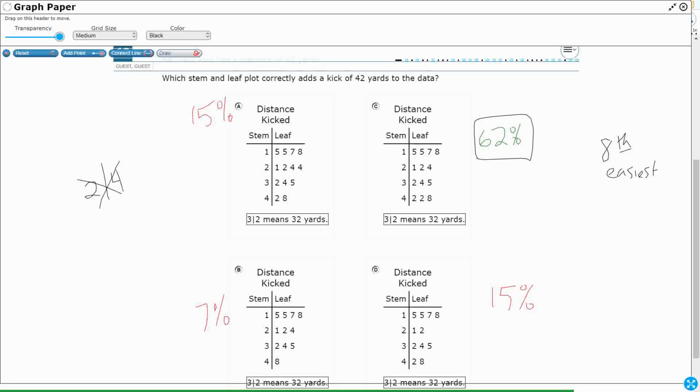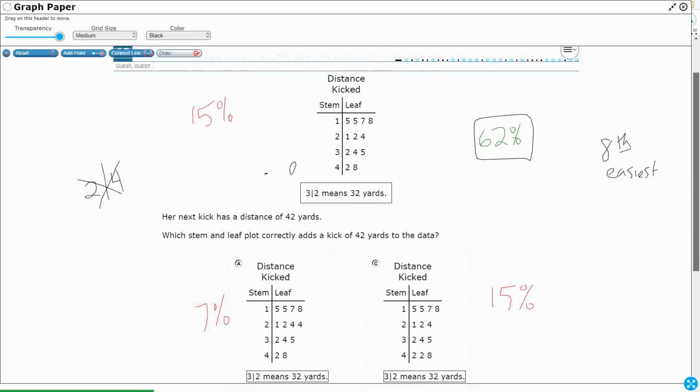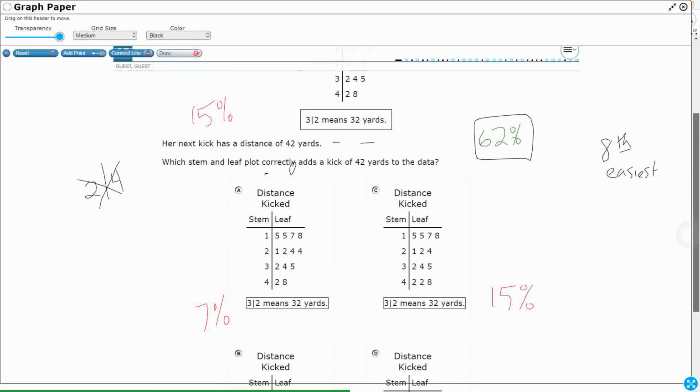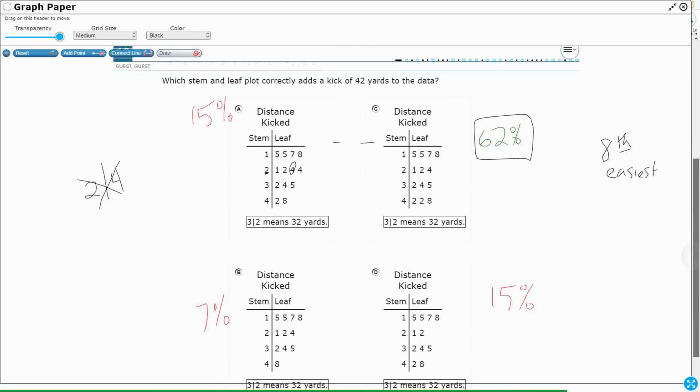On A, we added an extra 24. There's only one in the original, so they add an extra one. So they think they're adding a 42, when in fact they're adding a 24. And then down here on D, they're actually taking away the existing 24. So not only did they reverse it, but they took it away rather than adding it. But these two problems, A and D, speak of students still just flipping the stem and the leaf.